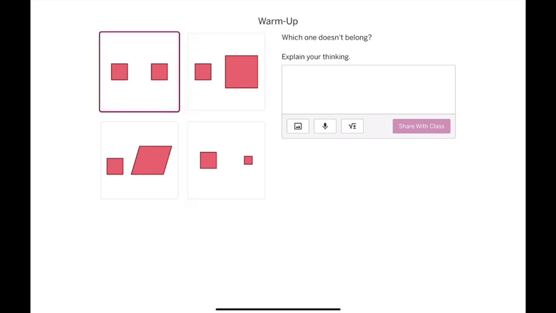This one is the only one that stays the same. So you can kind of justify whichever ones you're thinking. It's really meant as a warm up to get you to think. So share your responses with your classmates.